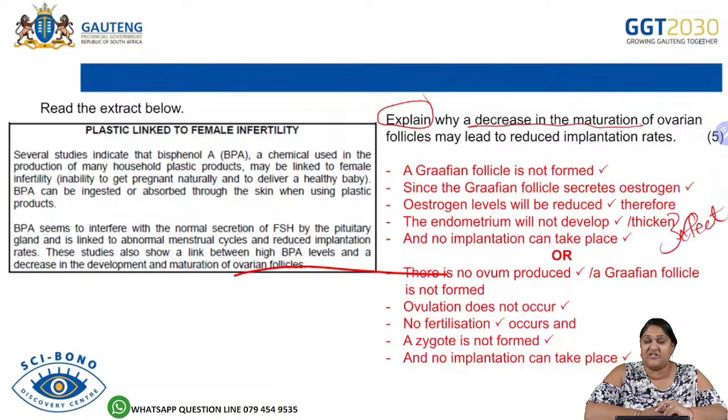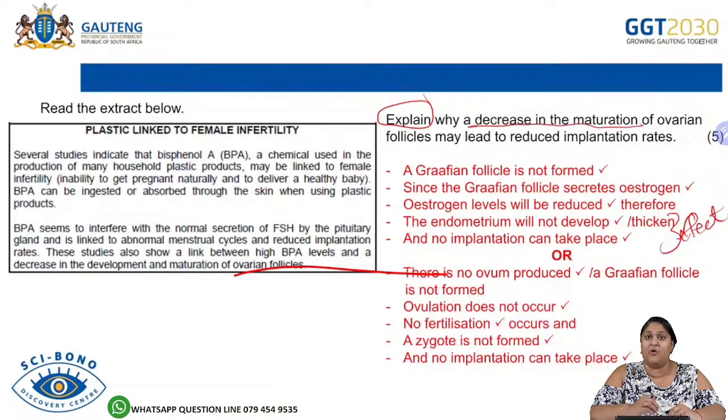So what actually happens once the ovum has been ovulated? The ovulation occurs and the ovum is now sitting in the fallopian tube, and it's going to patiently wait for the sperm to swim up and fertilize the ovum. So you need to know what happens in fertilization, what happens to the development of the zygote and implantation, and then you need to know about gestation.